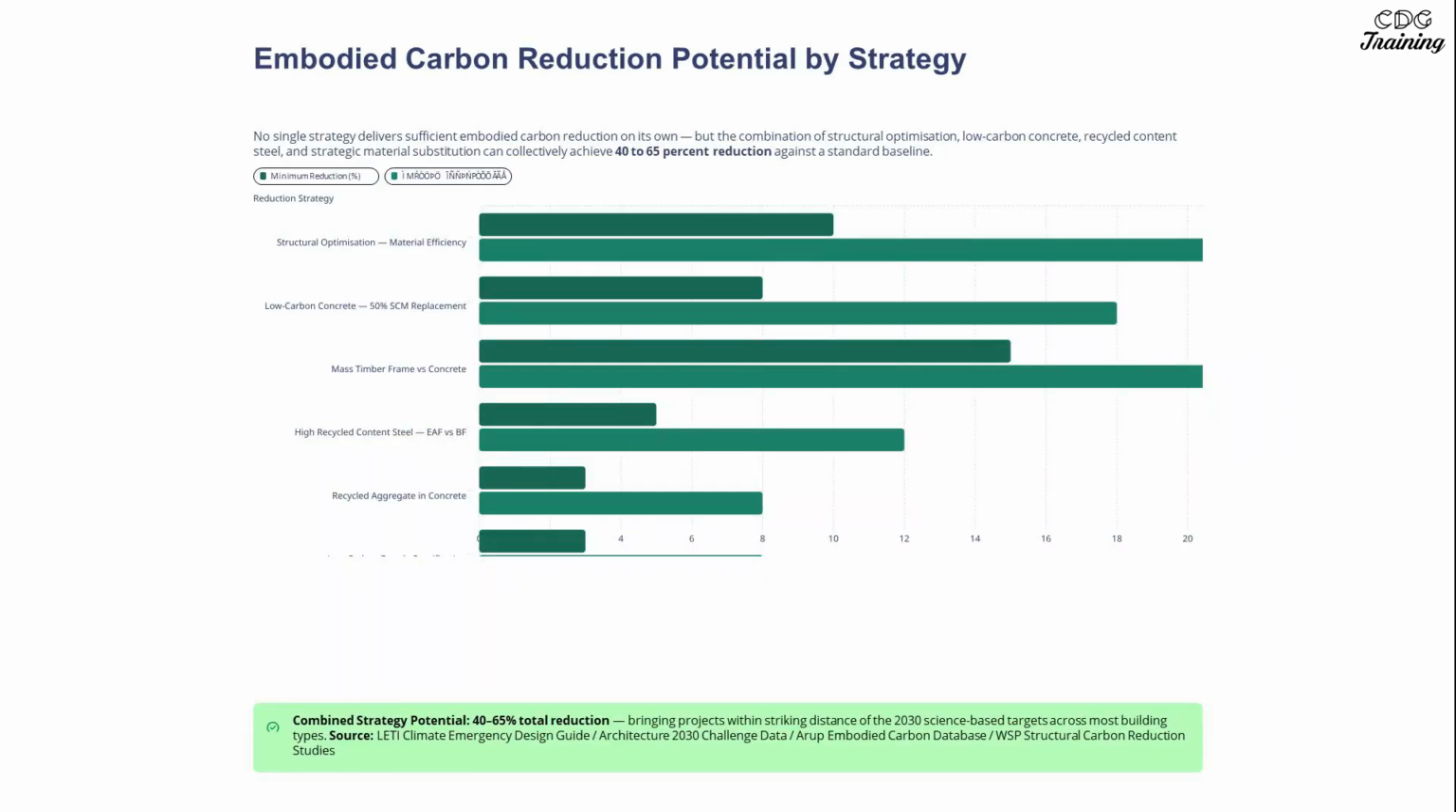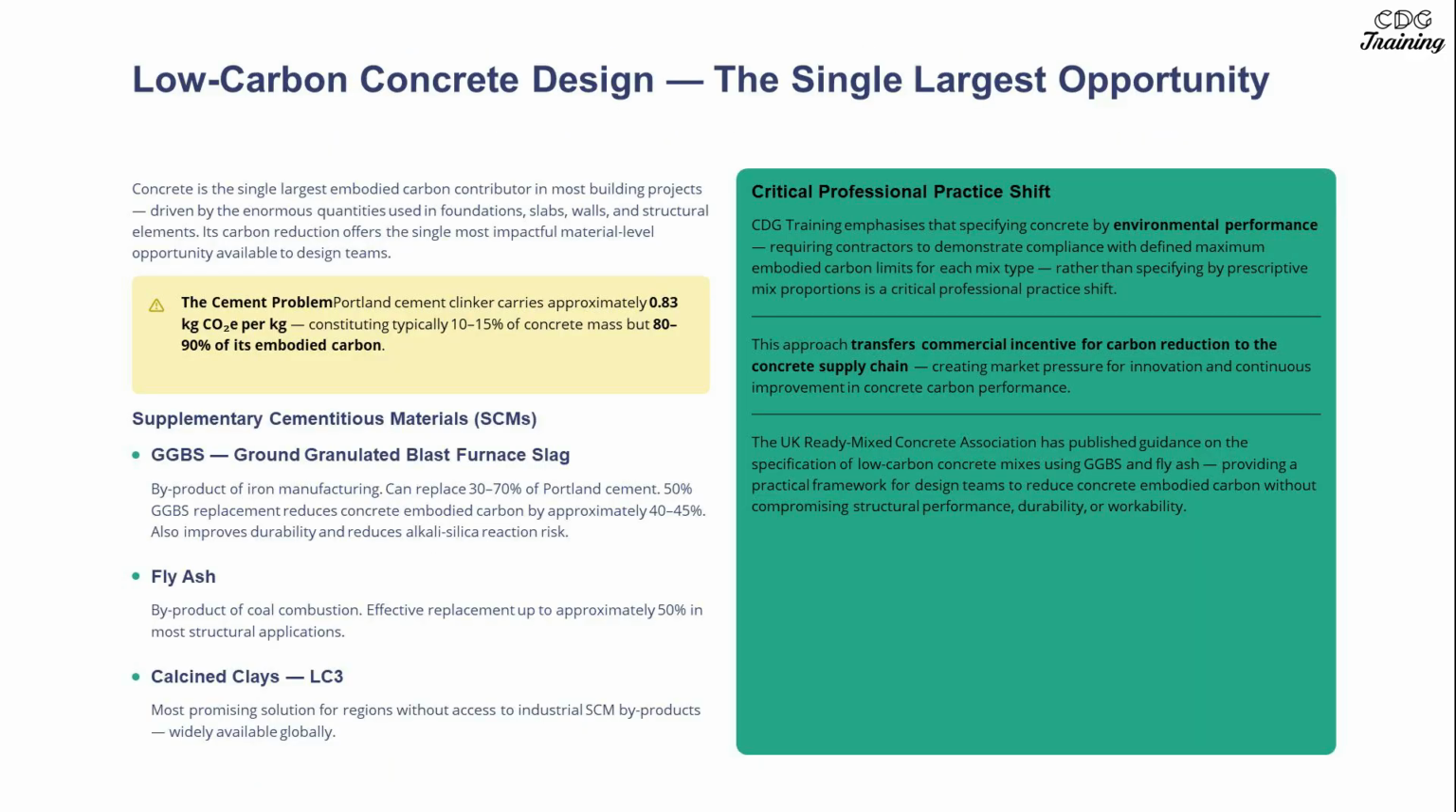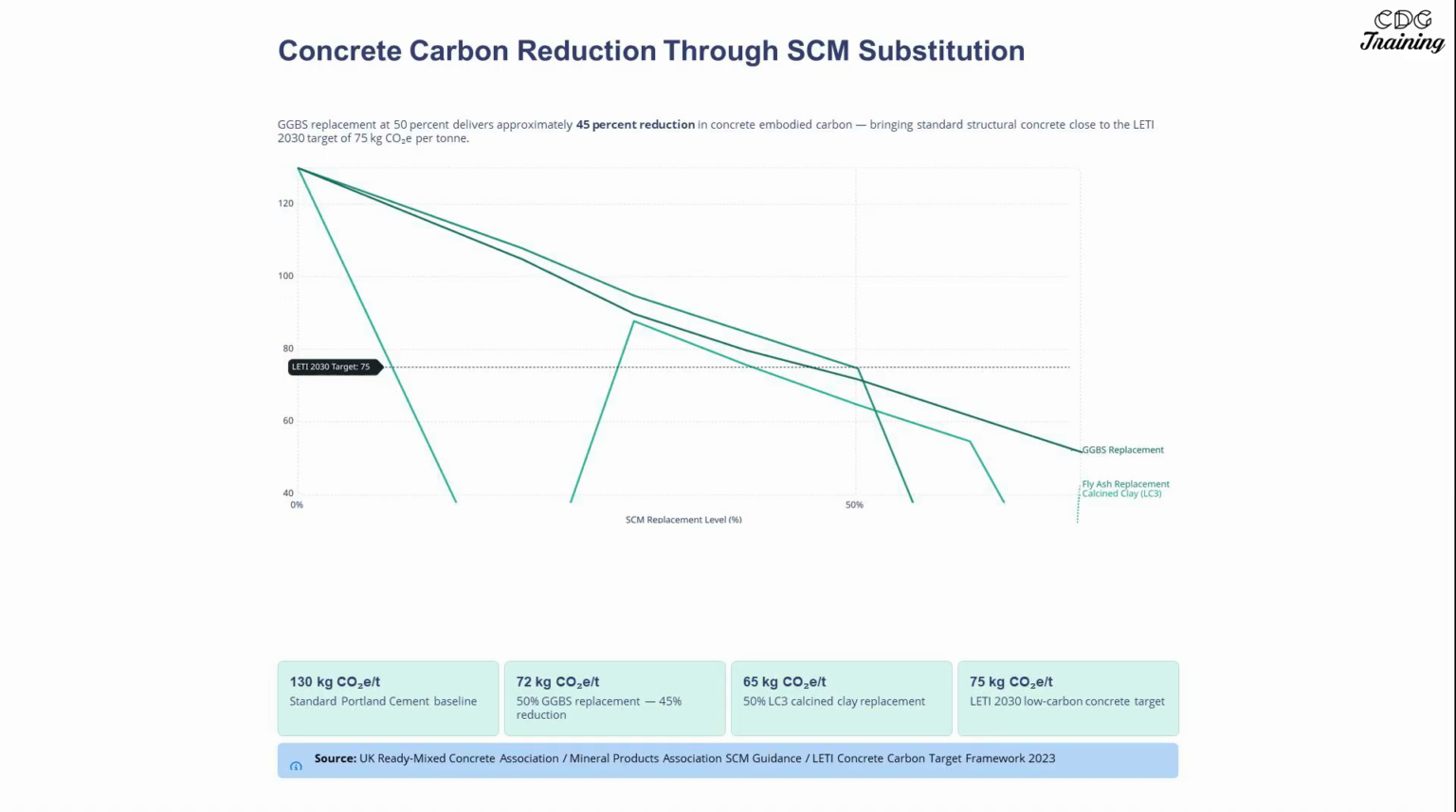Combining strategies like structural optimization and recycled content can achieve up to a 48% reduction in embodied carbon, showcasing the power of integrated approaches. Concrete offers the largest opportunity for carbon reduction in construction, with strategies like SCM substitution providing significant benefits. Substituting cement with SCMs can drastically reduce embodied carbon, aligning with science-based targets for sustainable construction.